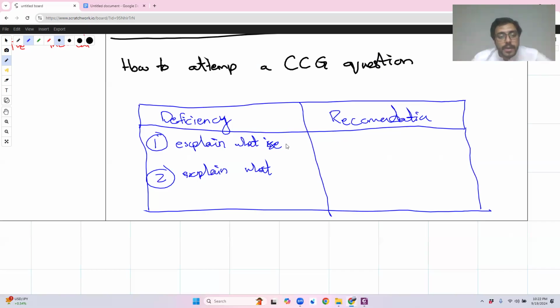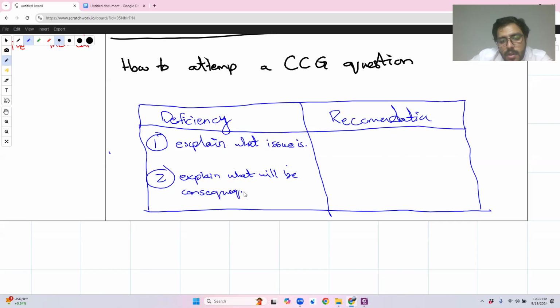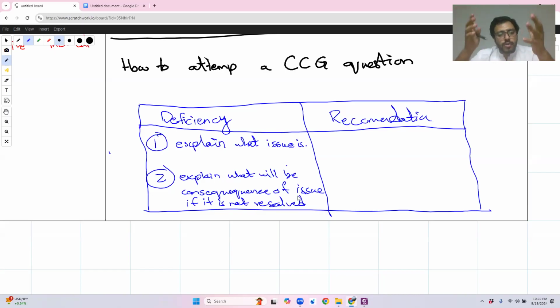Now, this is what is going to happen. Explain what will happen if the thing is not corrected. Let me please write it clearly. Number one point is explain what the issue is, then in your own words, lightly in your own words. Number two, explain what will be the consequence of that issue if it is not resolved. What is going to happen, or what is the consequence if that issue is not resolved?